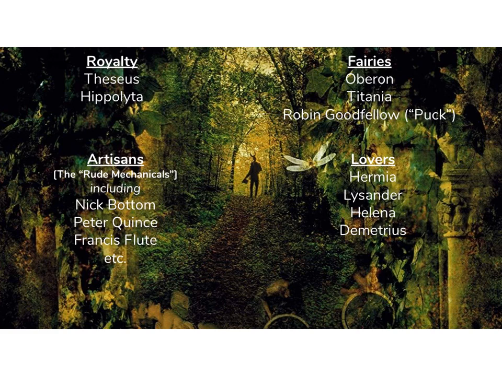There are fairies, including Oberon, the king of the fairies, Titania, queen of the fairies, and Puck, Oberon's mischievous servant. And there's a group of artisans called the Mechanicals who are rehearsing a play, and one of them, Nick Bottom, will eventually put on a donkey's head and, through a magic potion, become the love object of Titania.